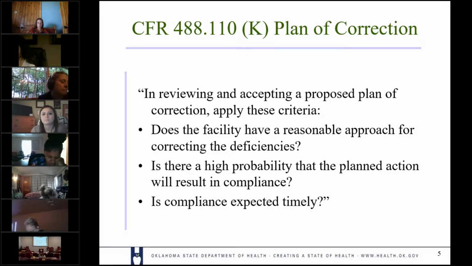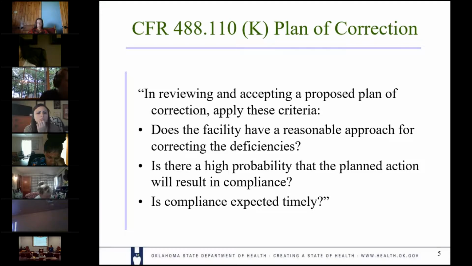When we started sending out all these deficiencies on the F880s and the DPOCs, we got lots of calls, and people were freaking out. You mean we only have 10 days to do this? Well, you've always only had 10 days before your plan of correction is due. That's always been the case. Your plan of correction is due 10 calendar days after the letter that we've confirmed receipt and so on. So that hasn't changed.